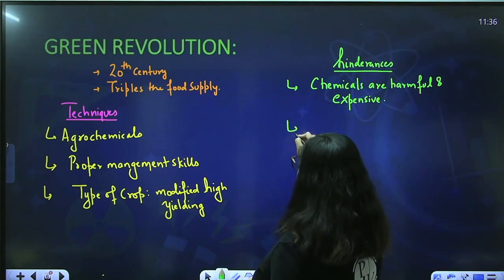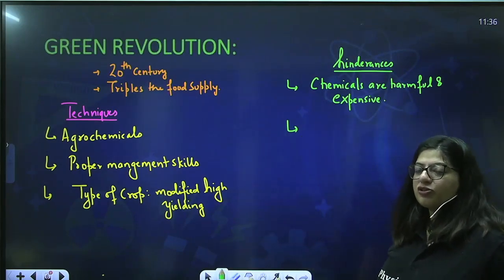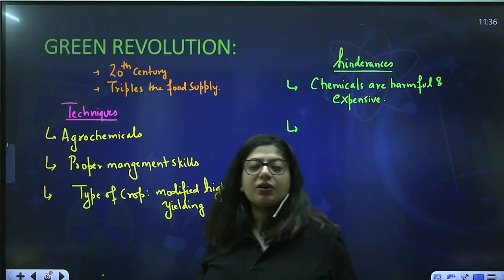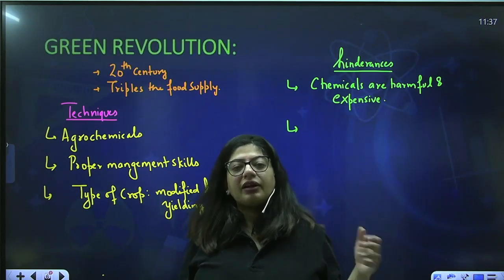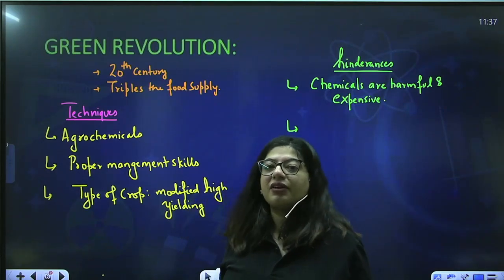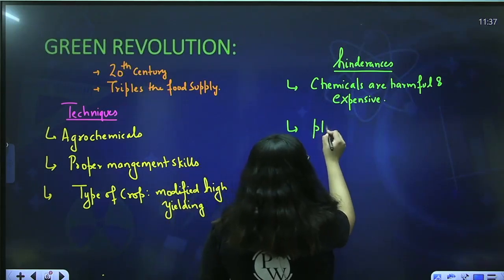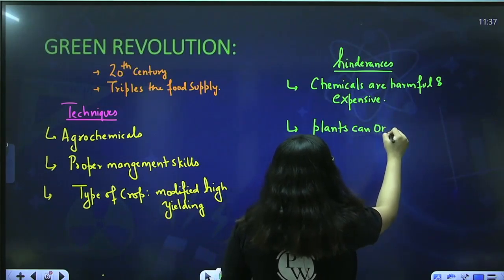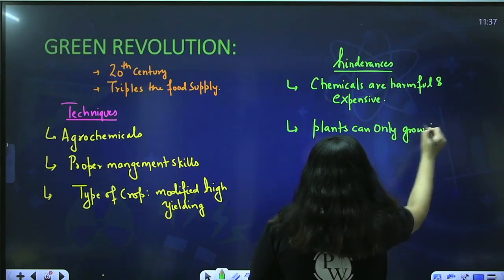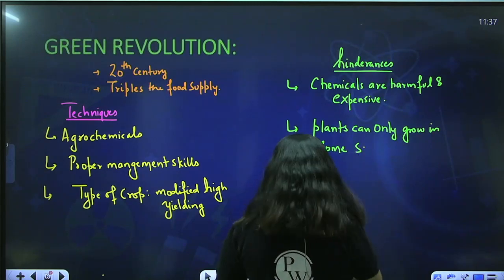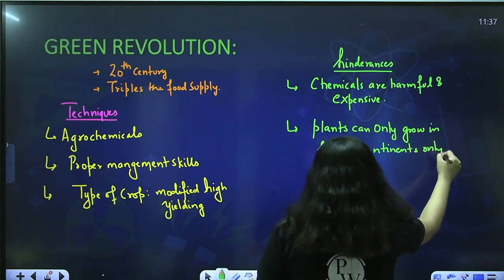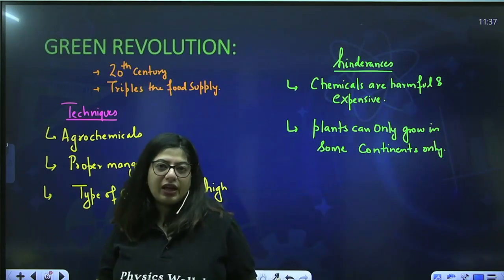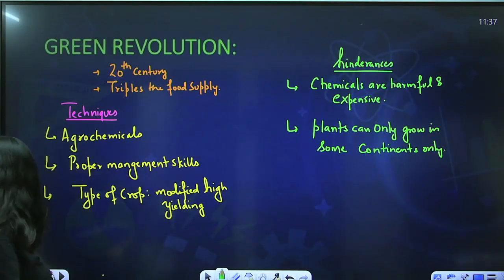Another thing is that the plants that were used were only capable of growing in certain subcontinents. Like in Mexico and India, they showed a lot of high yield. But in other continents, like America, Canada, and very cold places, these plants were not a success. So the plants can only grow in some continents. So if this is not working, what's the only option that is left? The only option left is genetically modified organisms.